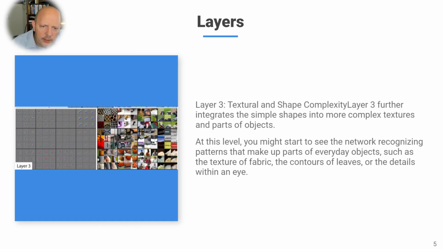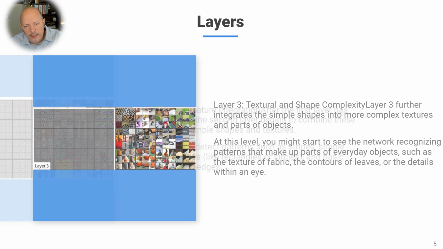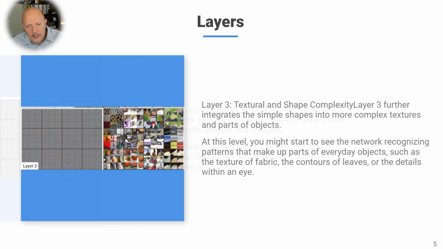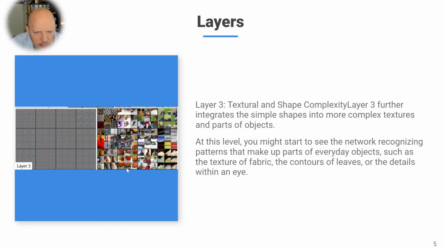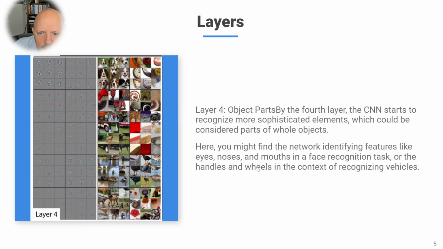We start designing. We start looking for texture, honeycomb patterns, checker box, tires on a wheel. See, we're back there, we couldn't really see they were tires. Now we can see they're tires. Butterfly, people's faces. And see how we kind of just build up through these layers. By the 4th layer, CNN starts to recognize more sophisticated elements.